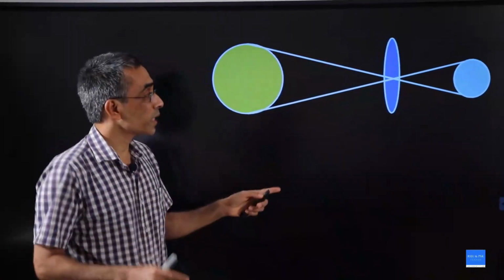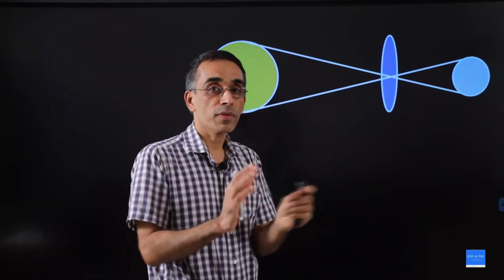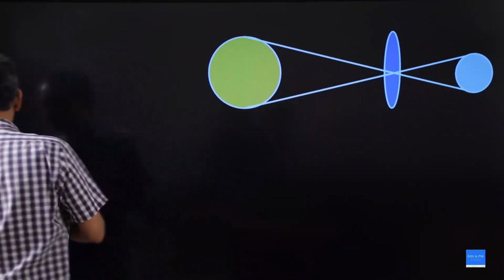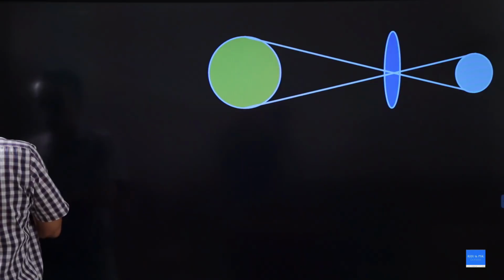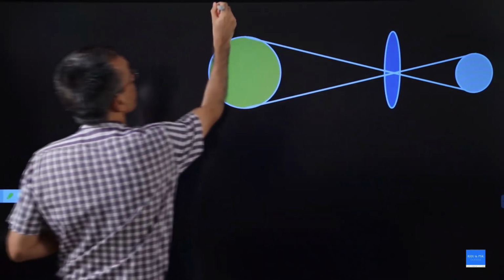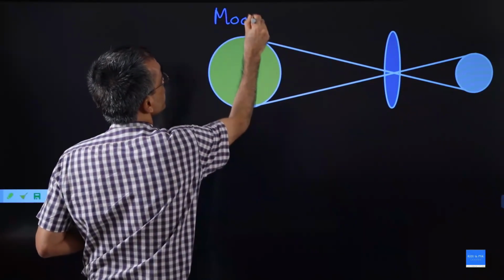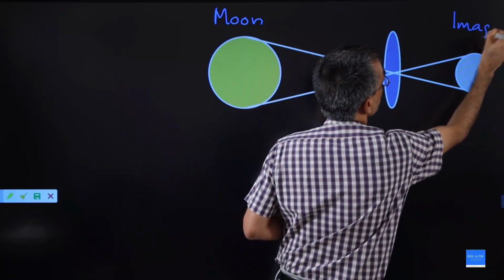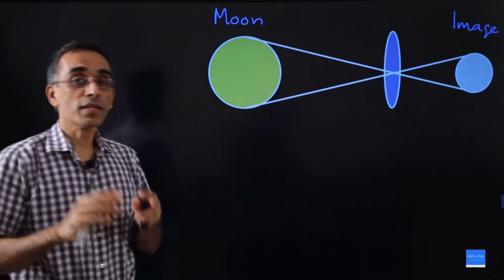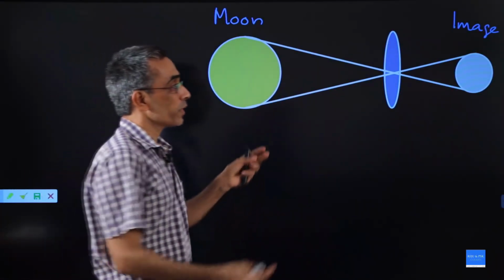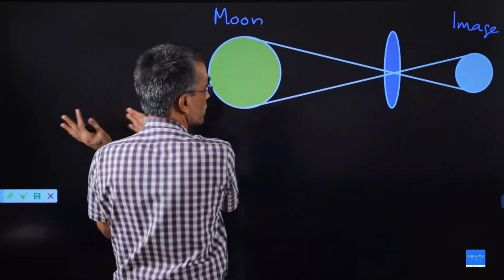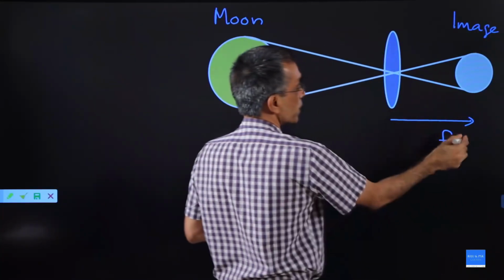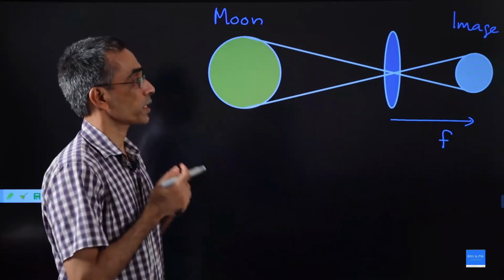So this is what is happening. This is the objective lens, and this is the moon. Oh my god, my pen cheated me. This is the moon, and this is the image of the moon. The moon is at a large distance. So when the object is at infinite distance, the image will be formed at the focal length. So this F is the focal length of the objective lens.